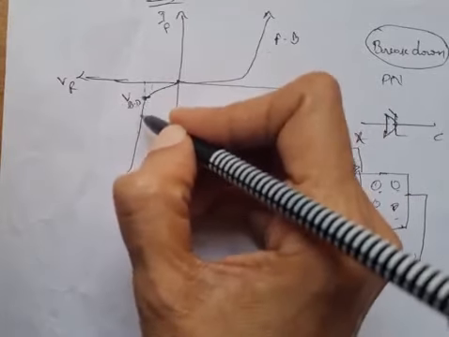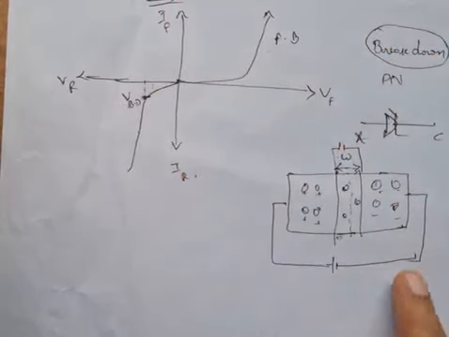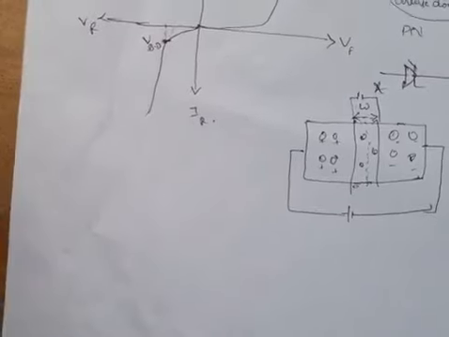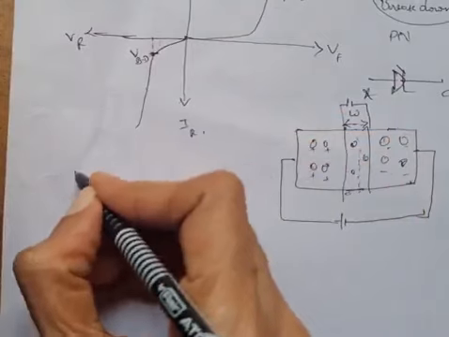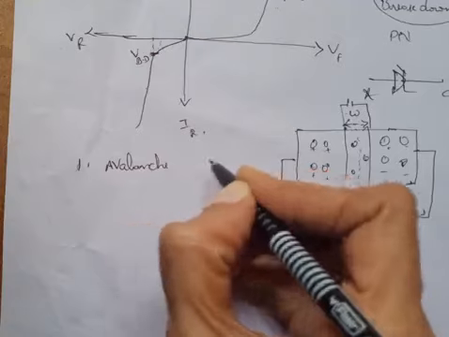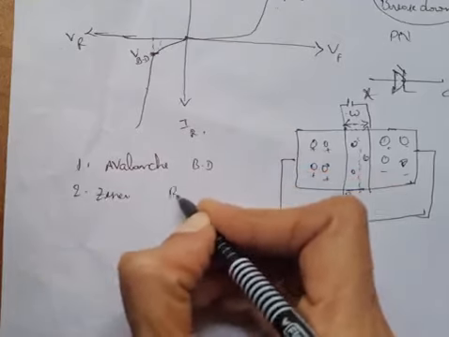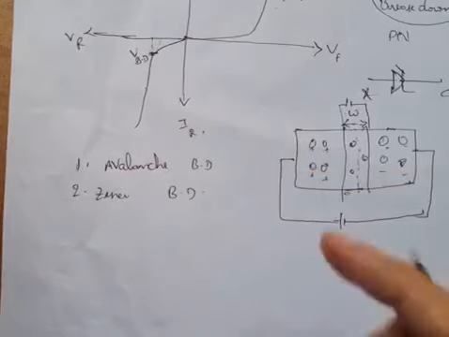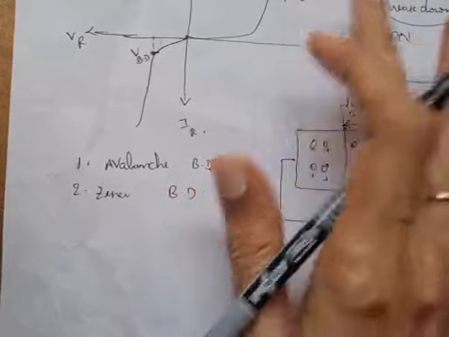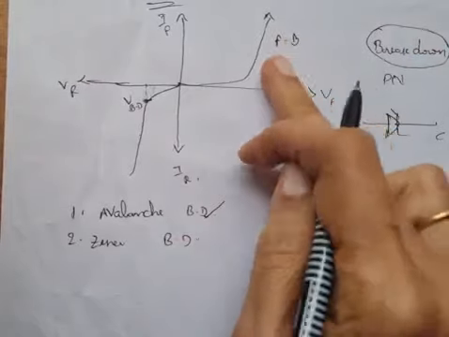For this condition, two kinds of breakdown occur, causing a sharp increase in current under breakdown conditions. One is avalanche breakdown and the second one is Zener breakdown. So first we see what avalanche breakdown is. In both avalanche breakdown and Zener breakdown, the forward bias is the same.